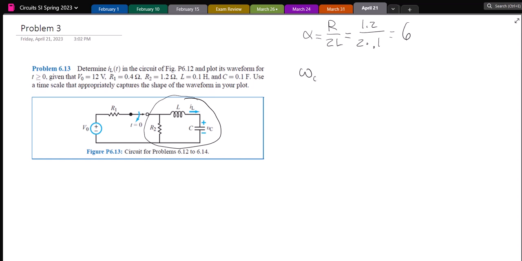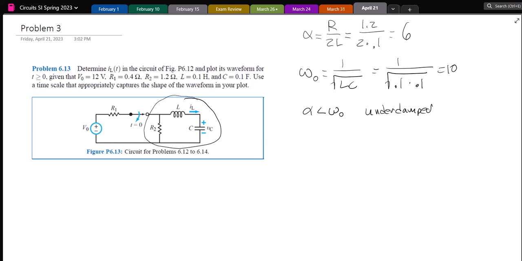And then omega naught is actually the same for both series and parallel. It's 1 over the square root of LC. And L is 0.1, and C is also 0.1, so omega naught is 10. So this time we have that alpha is less than omega naught, so we have underdamped. So that means we'll be finding we have a different solution.